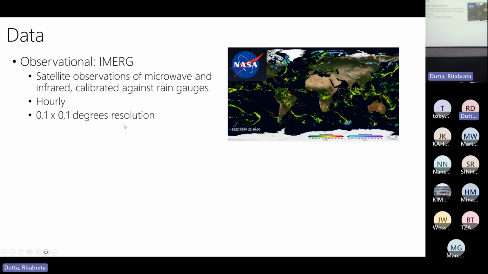The observations we're using are what's called IMERG. I don't know how you pronounce that. These are satellite observations, infrared and microwave combined and calibrated against rain gauges. It's actually half hourly, but we're using hourly, and it's at 0.1 degrees resolution. The reason we're using this is that it tends to be one of the highest quality, highest resolution sources of observations in this region, because there are not many rain gauges to look at.